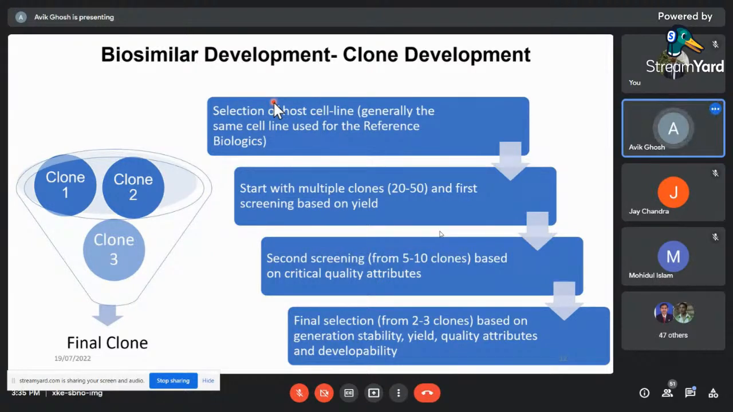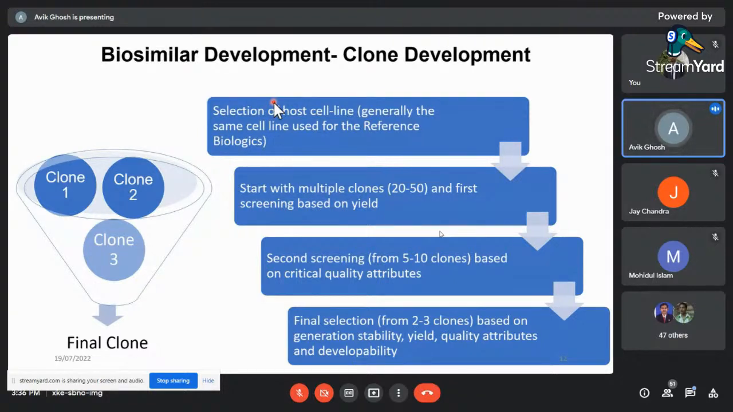Okay, so now the final selection, where you check the generation stability of the clones as well, because you need to make the product for say the next 20 years, 30 years, right? So that clone needs to be stable in each generation. It should not change its properties, right? That generation stability obviously you would not test for 30 years, but you can go through many generations and see that the stability is there, and then the yield and the quality attributes.